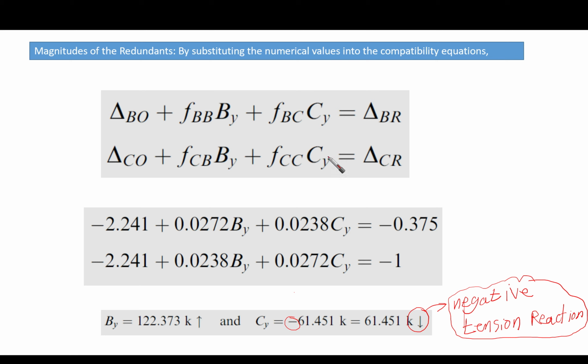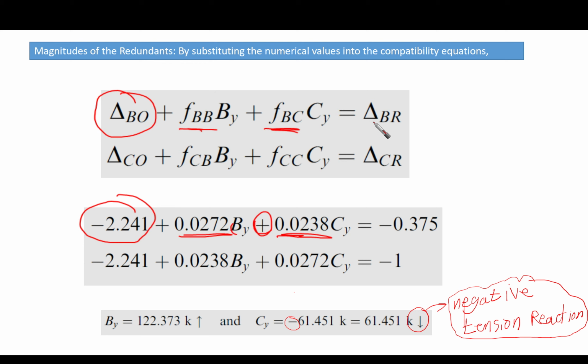So this is the compatibility equation, and we are going to put in the numerical values we obtained from the previous slide, with the same sign. This is minus 2.241. FBB was positive 0.027. FBC is 0.023. Take care, it is positive. Times CY and BY, which are our unknowns here, equals the right-hand side, delta BR, which is exactly minus 0.375.